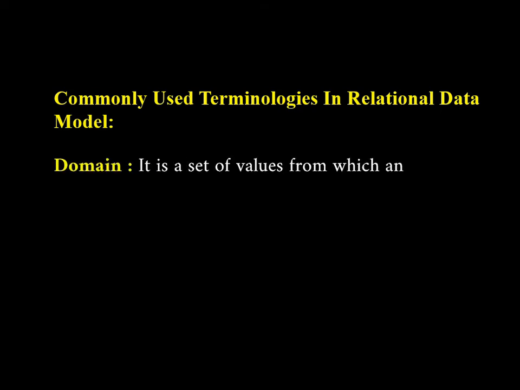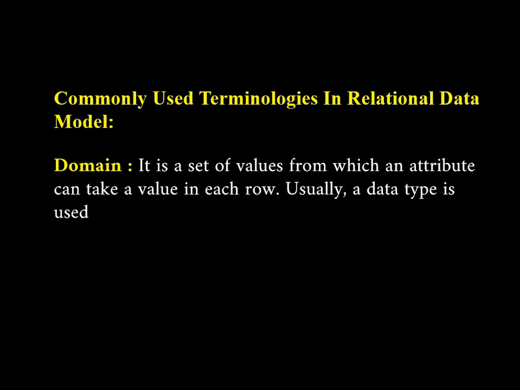The next terminology in relational data model is domain. It is a set of values from which an attribute can take a value. In each row, usually a data type is used to specify a domain for an attribute. So every attribute has some predefined value scope known as attribute domain. For example, in a student relation, the attribute roll number takes integer values, and hence its domain is a set of integer values.